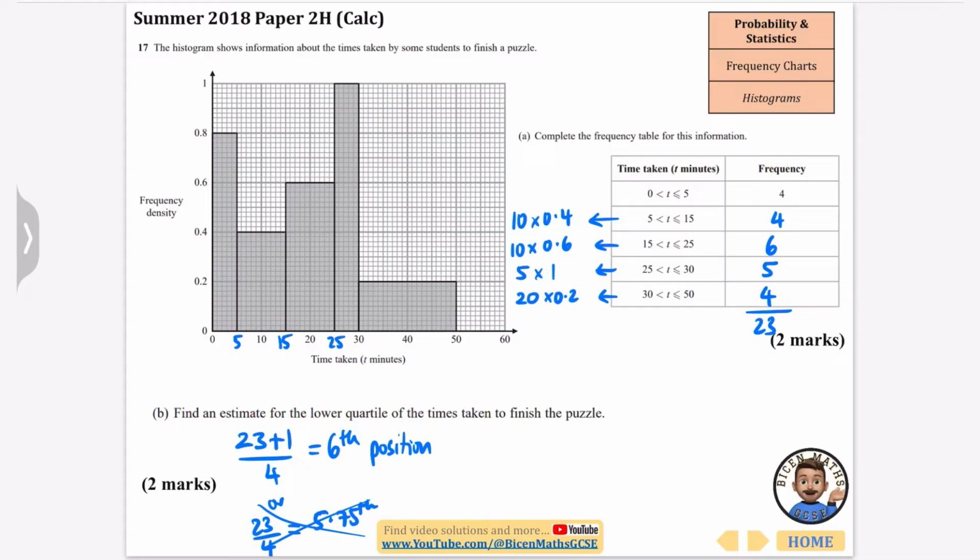So I'm going to say that the 6th position is halfway along the 5 to 15 group, and that is just going to be 10. So the answer for this one is just going to be 10, because the 6th person is probably going to be at 10, and that's why it says it's an estimate here.